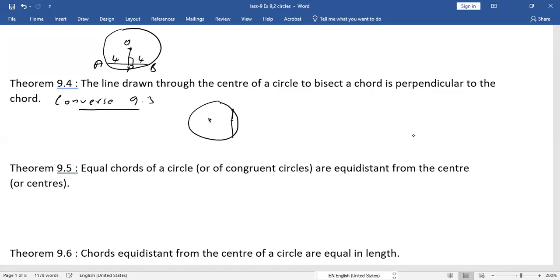From the center to bisect the chord. Suppose this is 5 centimeter, 10 centimeter chord. Chord AB is 10 centimeter here. So if you are drawing to the middle, then it will be 90 degree perpendicular. Before, what I told: a line segment perpendicular to the chord bisects the chord. Now, if a line segment from the center bisects the chord, that is perpendicular. Anyway, that is the converse of this one.